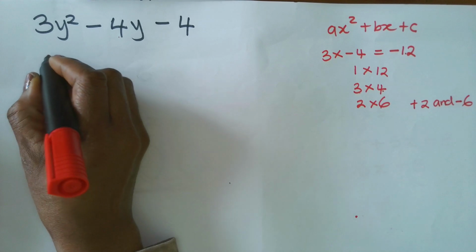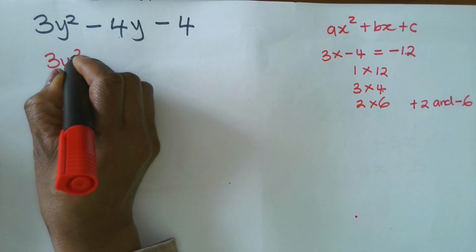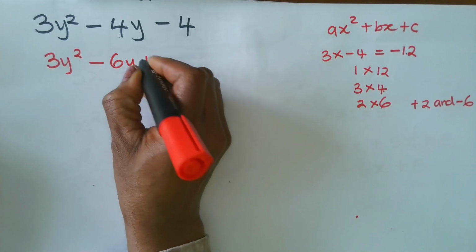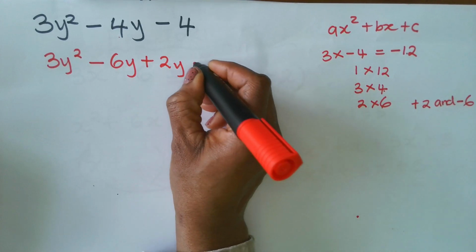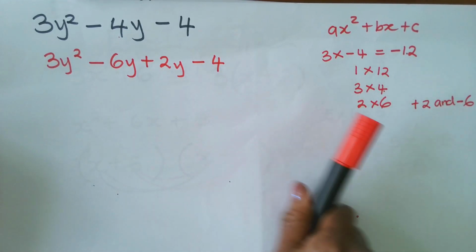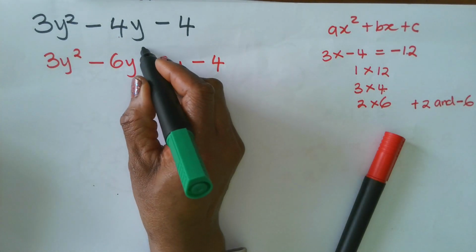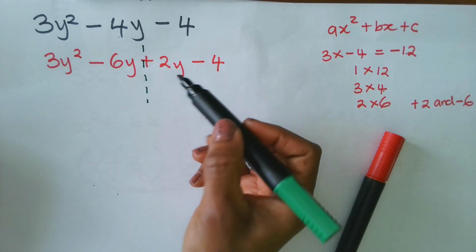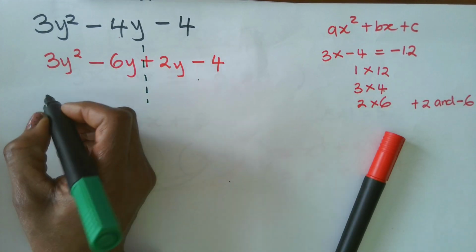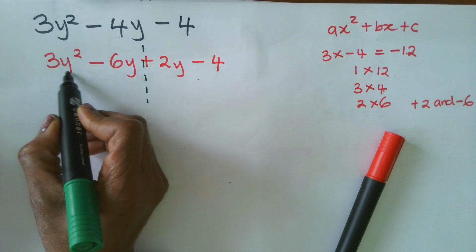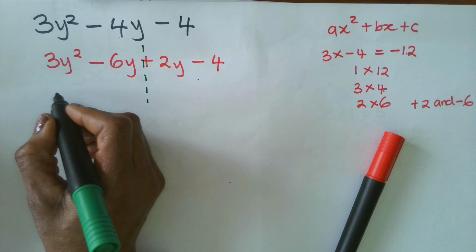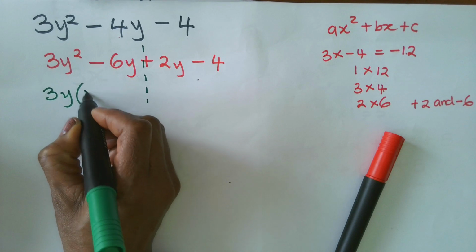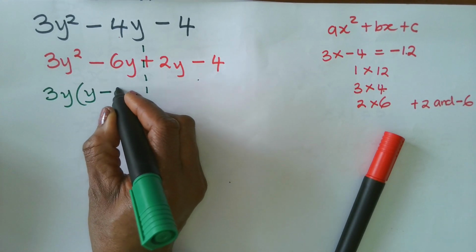Okay, so we're going to start with this. So we've got 3y squared minus 6y plus 2y minus 4. We're now going to factor out this side and then factor out this side. Now we're going to find the common factor between these two, and the common factor is 3y. And then we're left with y minus 2.